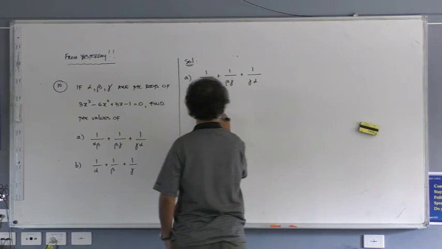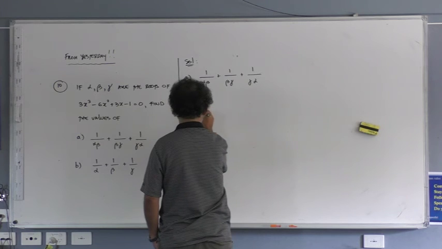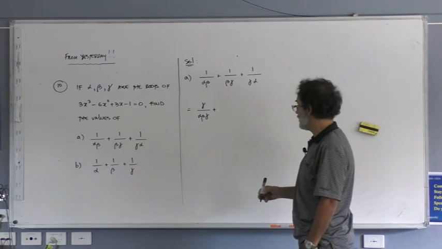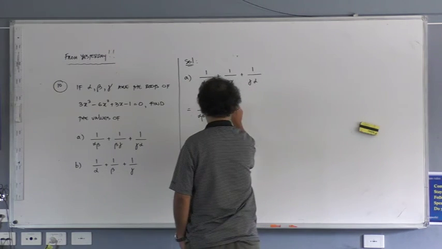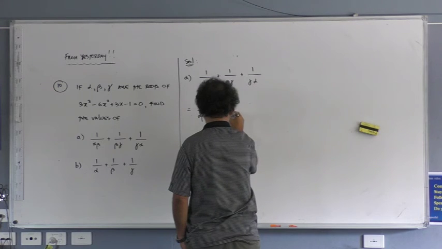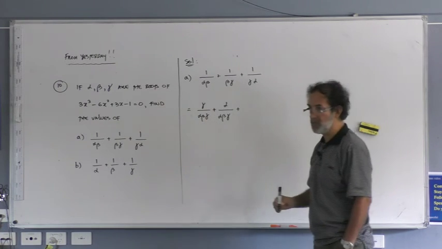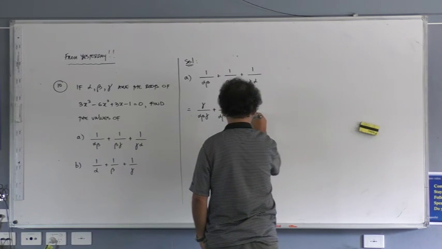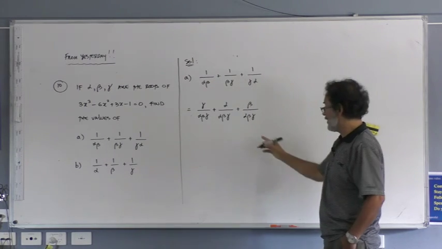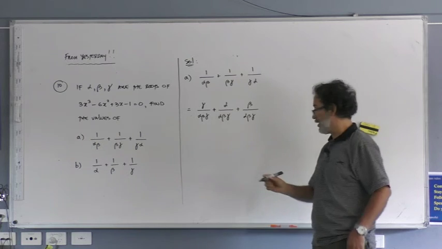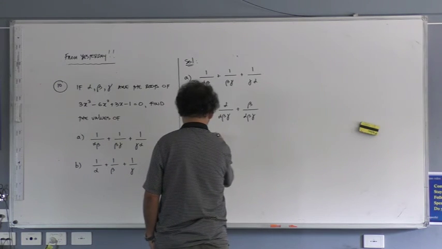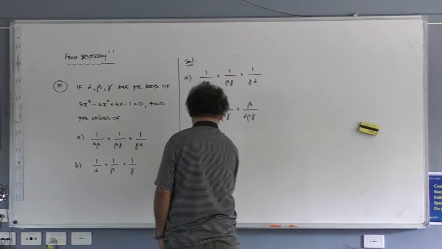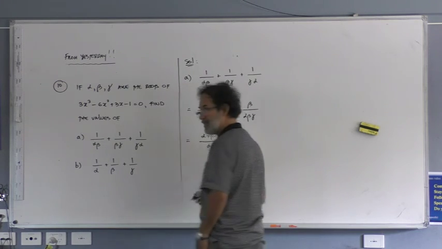So then we have gamma over alpha, beta, gamma. The other one has to be amplified by alpha, so we have alpha over alpha, beta, gamma. And the other one has to be amplified by beta, so we have beta over alpha, beta, gamma. Since we have the same denominator, we can put them together. So this is equal to alpha plus beta plus gamma on top, which we know, and the bottom is alpha, beta, gamma, which we also know.